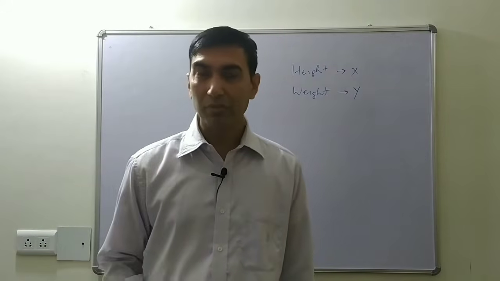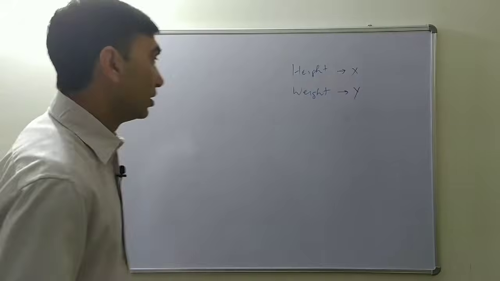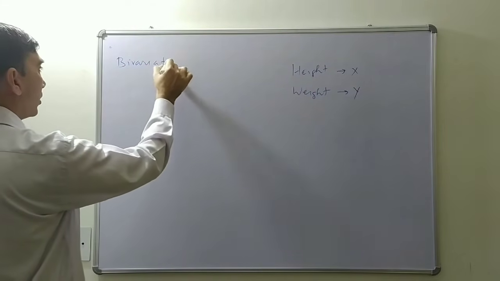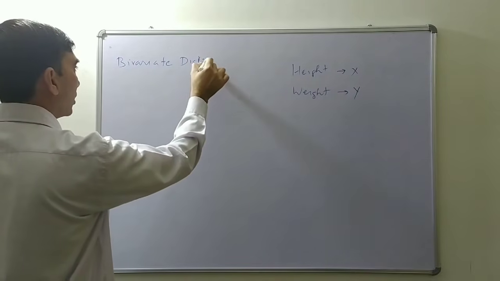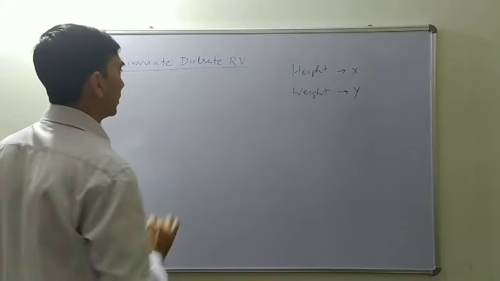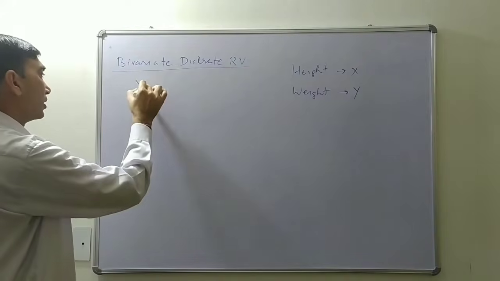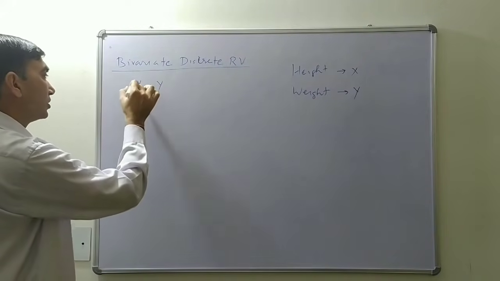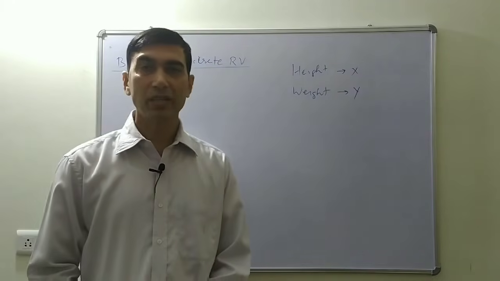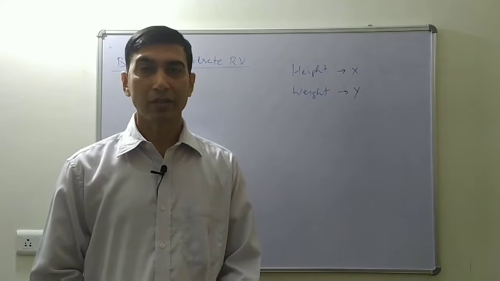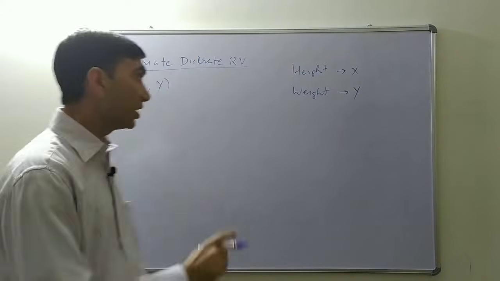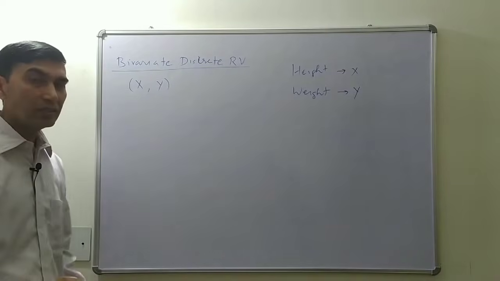So let's start with the mathematical definition of a bivariate discrete random variable. If x and y are two discrete random variables, then x comma y is called a bivariate discrete random variable. Okay? If x and y are two discrete random variables, then x comma y, this pair, is called a bivariate discrete random variable.